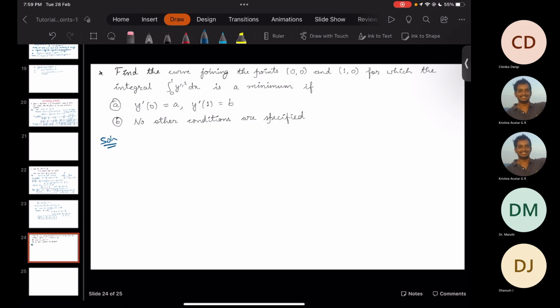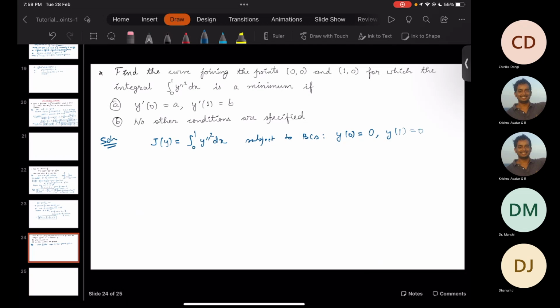So let's formulate this problem first. So our minimization is, our functional is I of y equals the integral from 0 to 1 of y double prime squared dx, right? And subject to the conditions y of 0 is equal to 0 and y of 1 is also equal to 0.